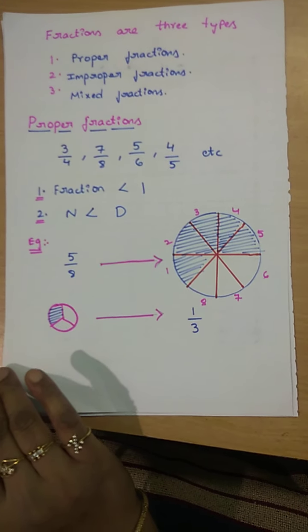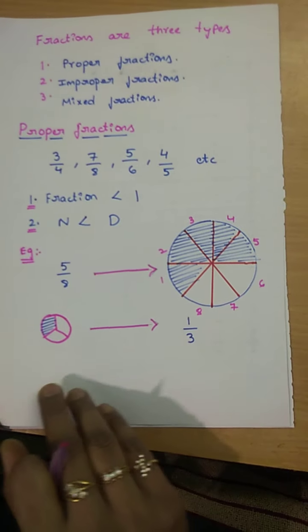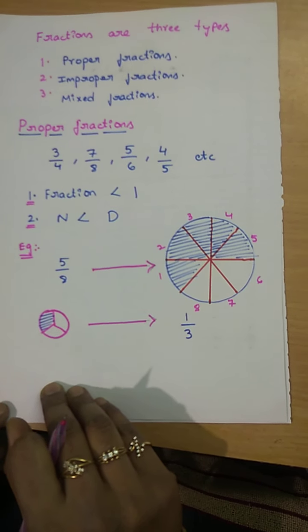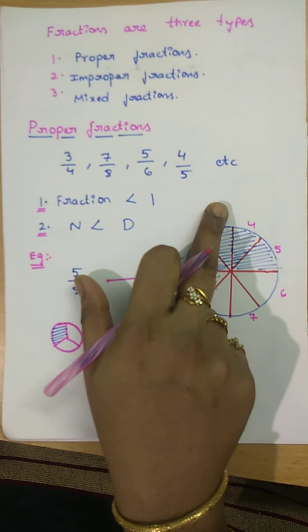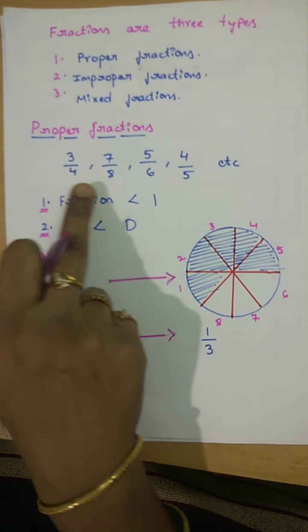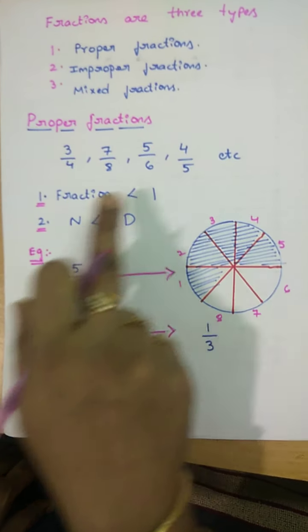Fractions are of 3 types: proper fractions, improper fractions and mixed fractions. First, proper fractions. These are examples of proper fractions: 3 by 4, 7 by 8, 5 by 6 and 4 by 5.